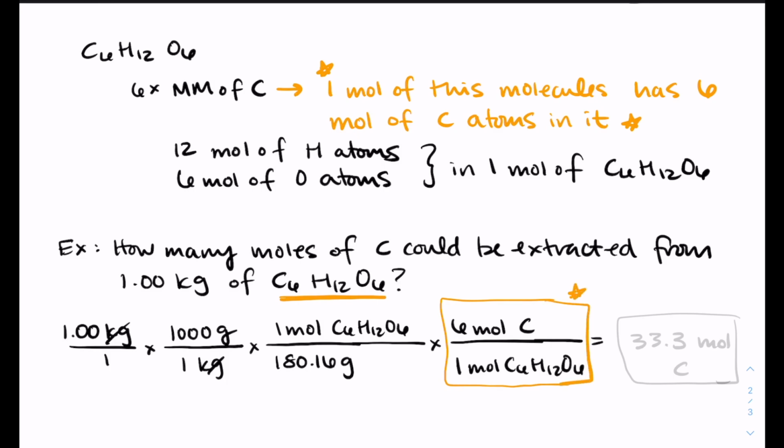So we should think about this and see if this answer makes sense. Well, 180 grams would be 1 mole of the molecule. So 180 grams would be 6 moles of carbon. I have 1,000 grams, so I have way more than 1 mole, so way more than 6 moles of carbon makes sense.